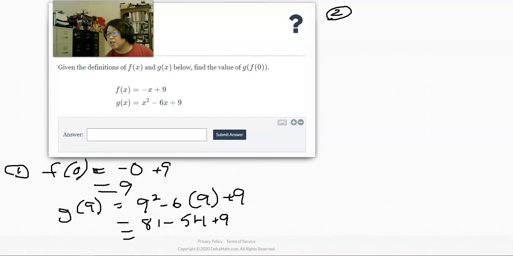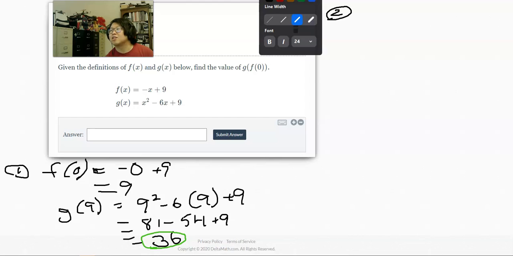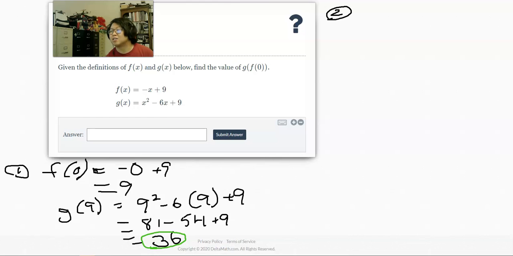Okay. In the end, I think this is going to end up being something like 36, if I'm not mistaken. So I'll use a green circle for that one. So far, I think 36 is probably what I'm going to end up putting in the box, assuming I did all my math right. But maybe you want a different way. Maybe you want a way to check your work.